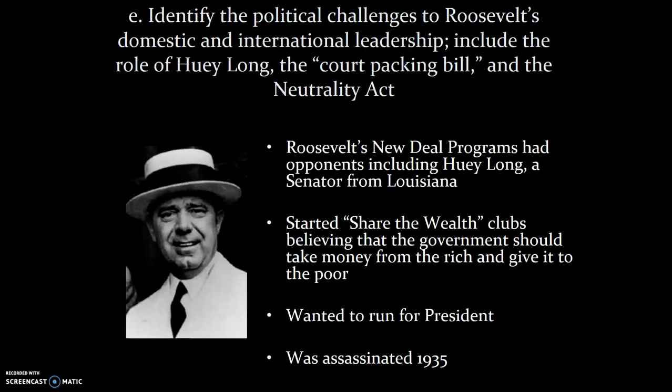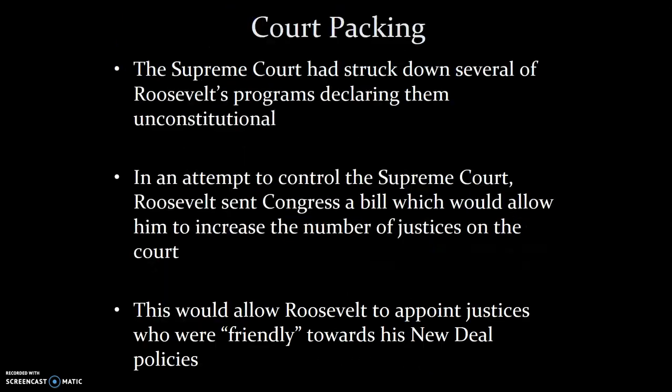Up next, we're going to identify the political challenges to Roosevelt's domestic and international leadership, including the role of Huey Long, the court packing bill, and the Neutrality Act. Roosevelt's New Deal programs had opponents, including Huey Long, a senator from Louisiana. He started Share the Wealth clubs, believing that the government should take money from the rich and give it to the poor. He wanted to run for president, however, he was assassinated in 1935.